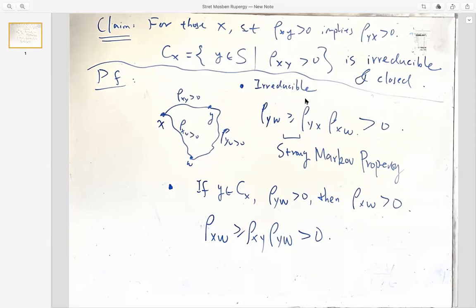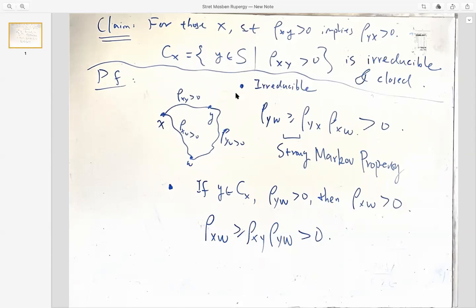So rho yx is positive, since y is in this set: rho xy bigger than 0 implies rho yx bigger than 0. And rho x omega is bigger than 0 because omega is also in this set. So by this we get irreducibility. Also we can show it's closed. Closed means that if y is there and omega is accessible from y, then rho x omega is bigger than 0. It's the same story. If this is positive, then we can show this is positive as well.